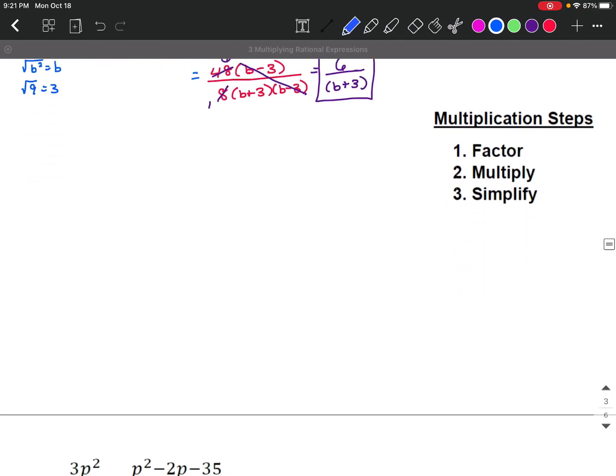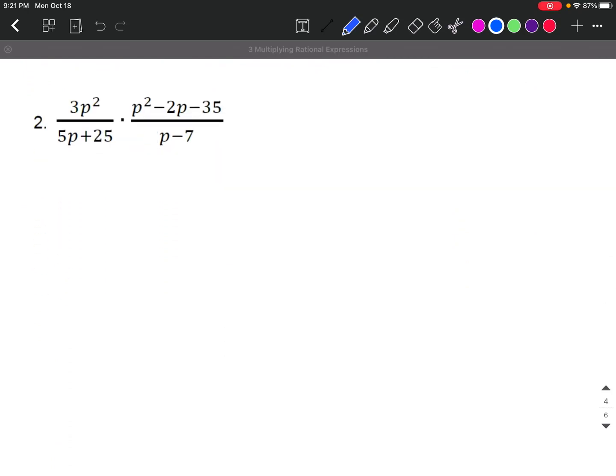Let's try another one. 3p squared over 5p plus 25 times p squared minus 2p minus 35 over p minus 7. Now 3p squared gets no simpler than that. There is a greatest common factor in the denominator though. What goes into 5 and 25? That would be 5. So if I take out a 5, 5p divided by 5 is p, plus 25 divided by 5 is 5, times.